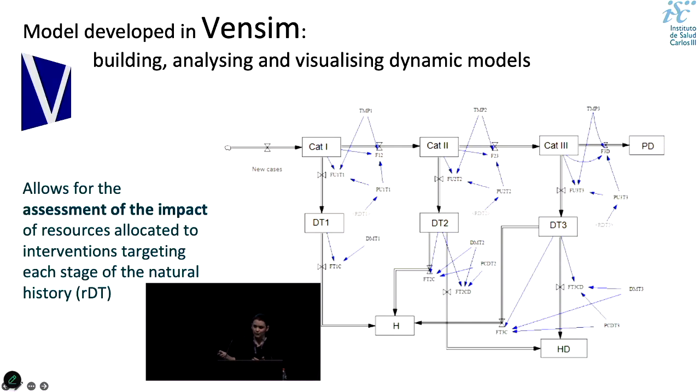It's easy because the hand that opens or closes the tap is the resources designated for diagnosis and treatment in its category. I think it makes sense that if we increase the resources for diagnosis and treatment in category 1, so if we open these taps, the flow of patients that progress from category 1 to category 2 is going to decrease, and this flow is going to increase. So this kind of model allows us to assess the impact of different resource allocations.